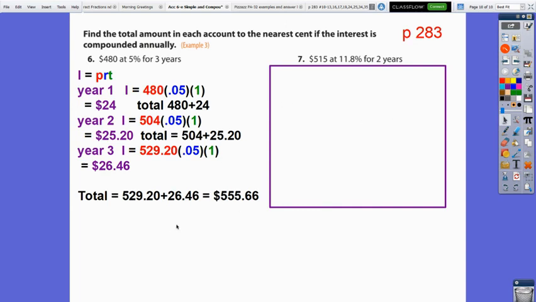I'll save this last one. And we'll give you some simple interest problems, some easy ones. Those are pretty straightforward. And then we'll talk more about compound interest and do some more interesting problems in the next class.